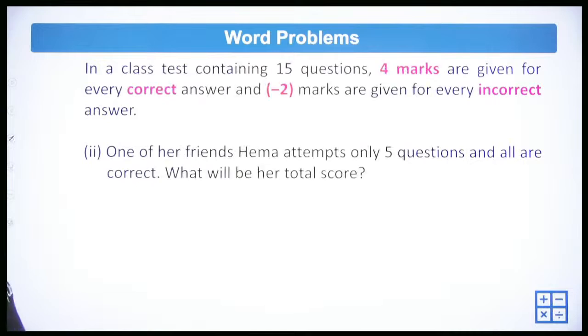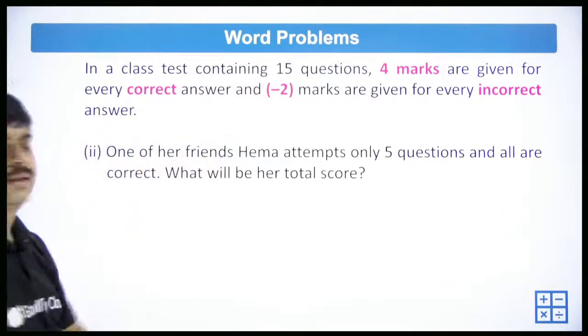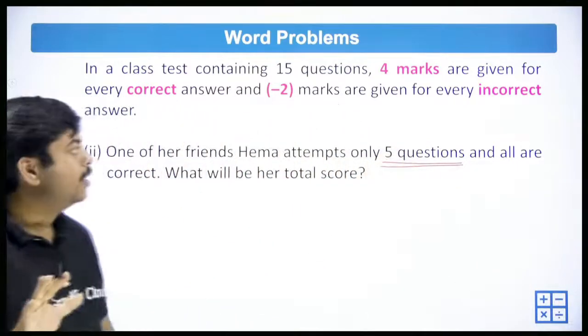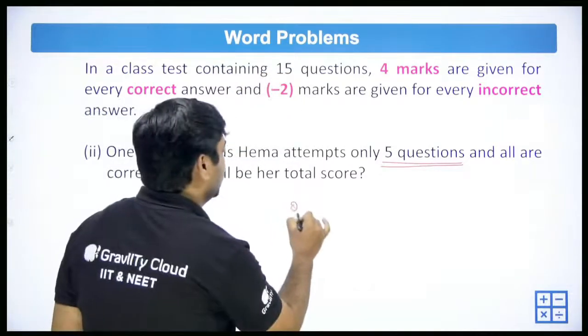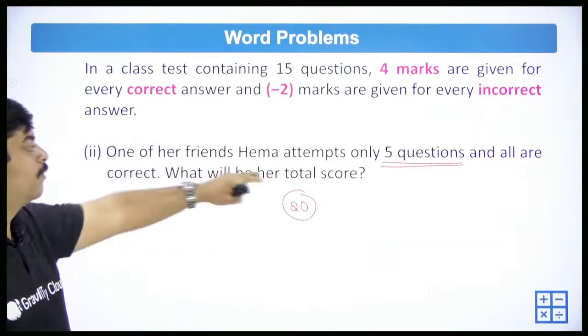So in the same case, one of her friends, Hema, attempts only 5 questions. Only 5. So 5 into 4, how many marks? 5 into 4 is 20 marks, and all are correct. It was given all are correct. What will be her total score?